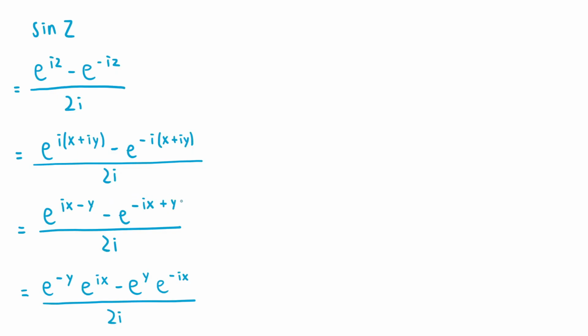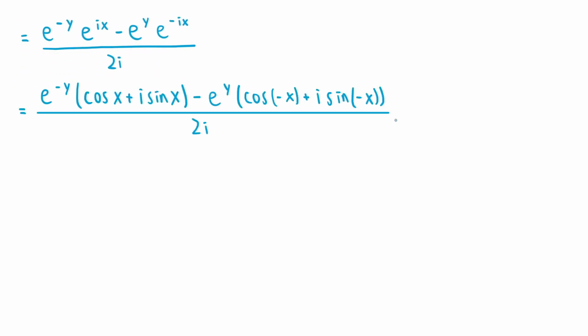If we use the property of exponents, we can rewrite the entire expression as e to the negative y times e to the ix minus e to the y times e to the negative ix, all divided by 2i. If we use Euler's formula to rewrite the e to the ix and e to the negative ix terms, we get this expression here. For the second term in the numerator, e to the negative ix becomes cosine of negative x plus i times sine of negative x, because we can think of e to the negative ix as e to the i times negative x, and everything checks out when we apply Euler's formula with theta equals negative x.